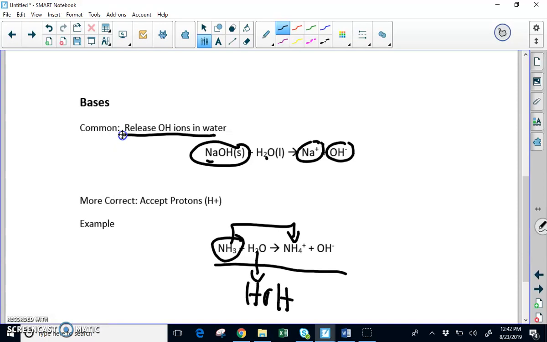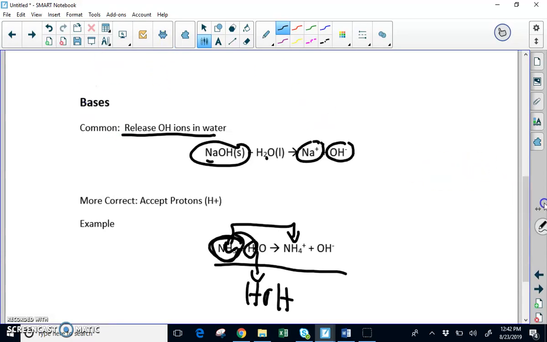The water became OH-. But the ammonia acted like a base because it took an H+ from water and became NH4+. So again, the most important part here is that acids release H+ in water. Bases accept H+ when they're put in water.